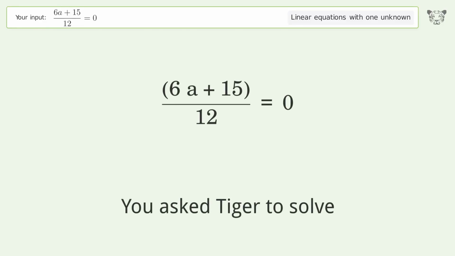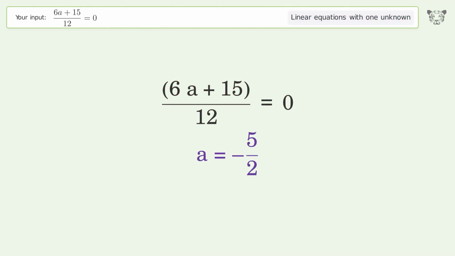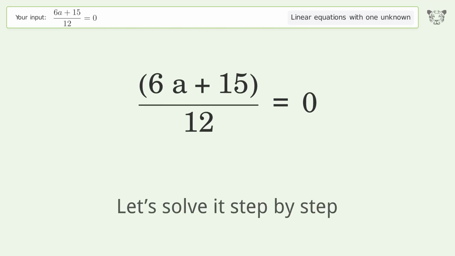You asked Tiger to solve this. It deals with linear equations with one unknown. The final result is a equals -5/2. Let's solve it step by step.